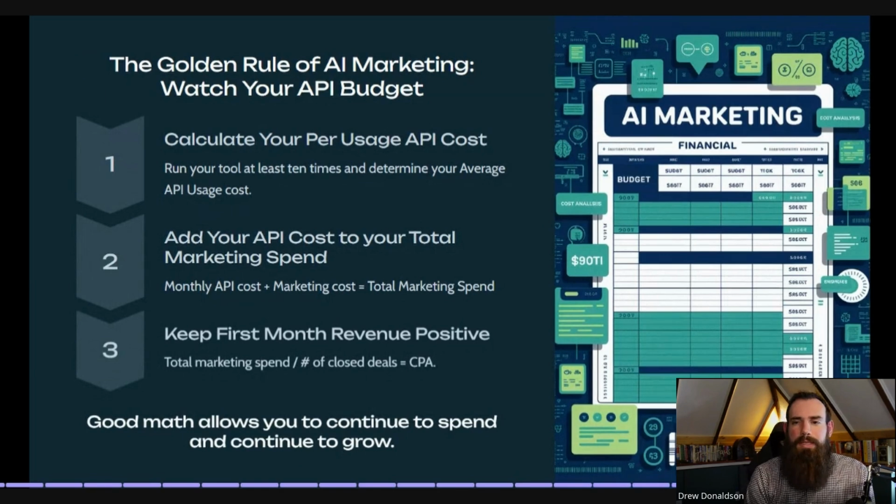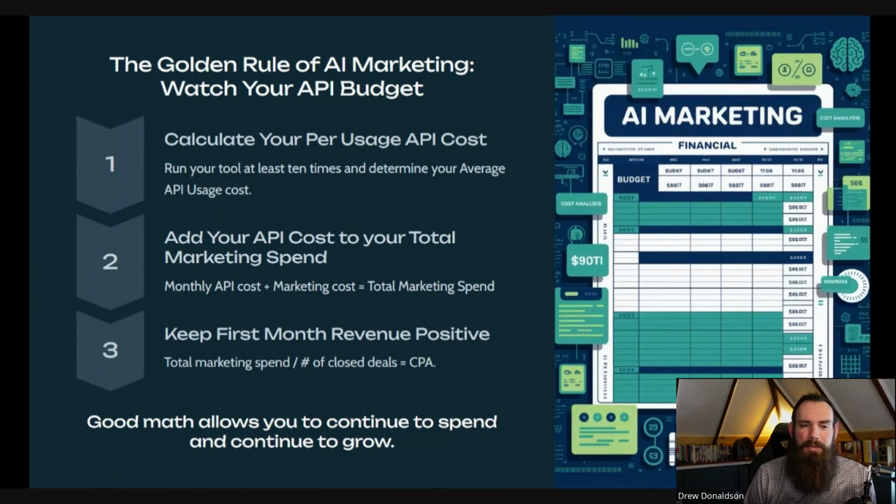Now, this is the thing that every single time I watch one of these AI webinars, no one ever talks about. That's the golden rule of AI marketing: watch your API budget. These things get expensive if left unchecked, and I have suffered twice because I have not kept my eye on my API usage. So I'll tell you those stories first, and then I'll get to this breakdown.